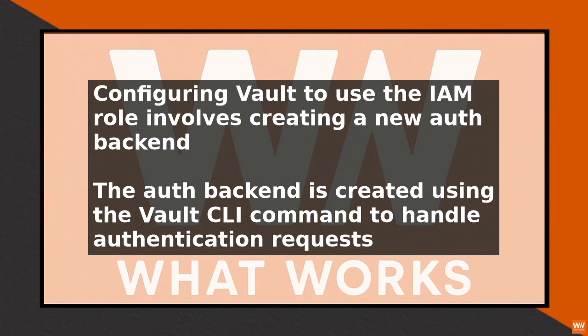Finally, you can test the Vault AWS Auth configuration by authenticating with Vault using the AWS Auth method. You can do this by using the Vault CLI command vault login -method=aws. This command will authenticate you with Vault using the AWS Auth method and provide you with a token that you can use to access your AWS resources.